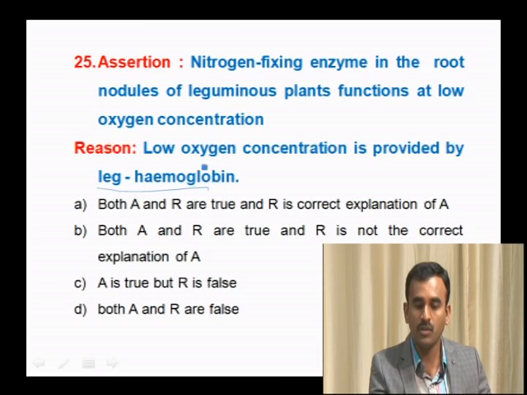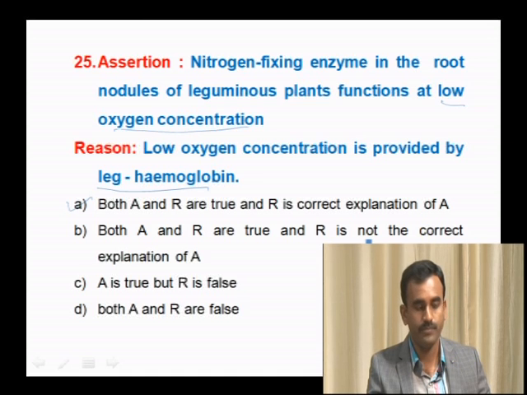The reason given for the assertion is correct. Nitrogen fixing enzymes in the root nodules of leguminous plants function at low oxygen level, that is, in anaerobic condition. This anaerobic condition or low oxygen concentration is provided by leg hemoglobin. Since the reason given for the assertion is correct, the answer is option A. Both A and R are true and R is the correct explanation of A.